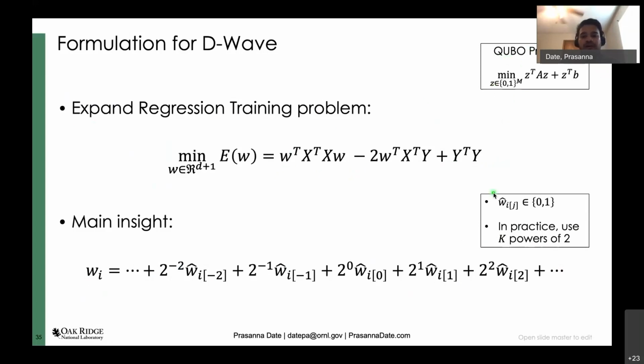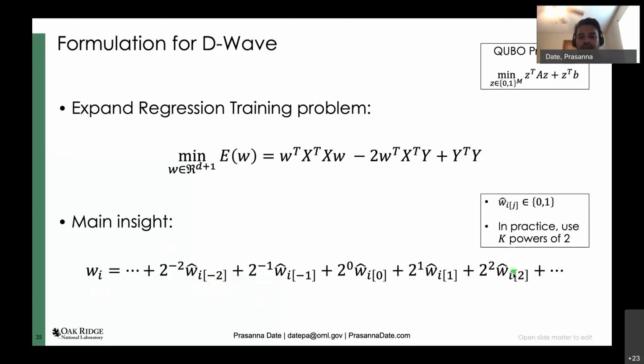So we need to write each of these regression weights, which is Wi, in terms of some binary variables. So for that, what we do is for each regression weight Wi, we define k binary variables, which I denote by W hat. The first subscript is i, and the second subscript is, I'll get to that. It's basically the power of 2 that gets multiplied there.